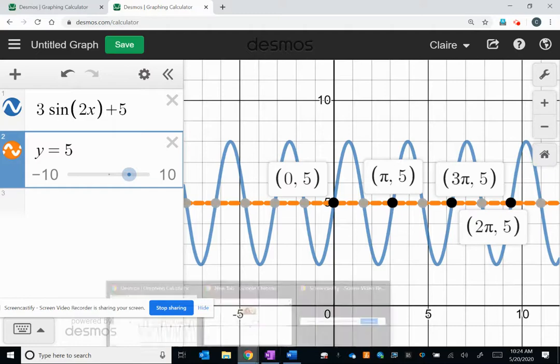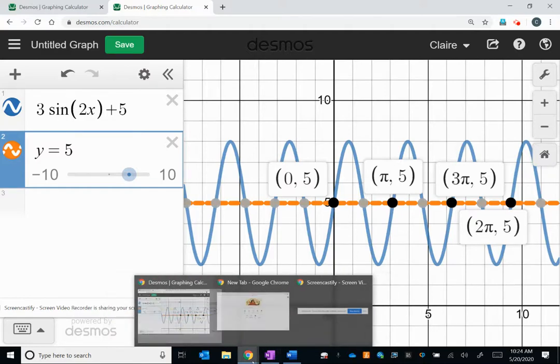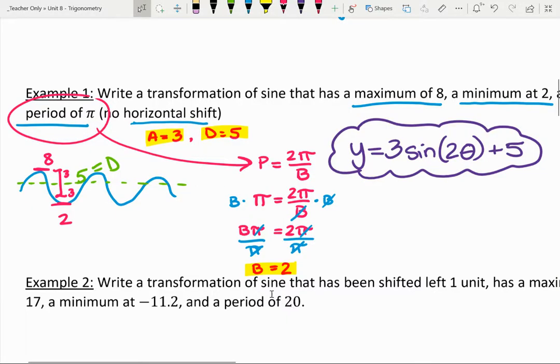So just something to think about there is that our b value was not pi, even though that was the information given in the example. We had to solve for the appropriate b value.